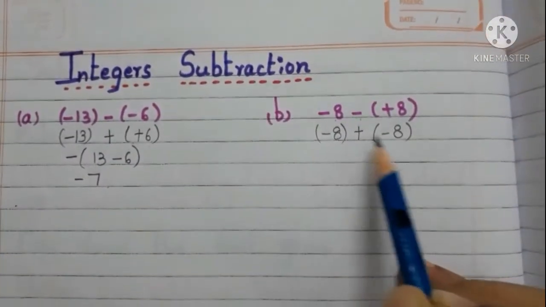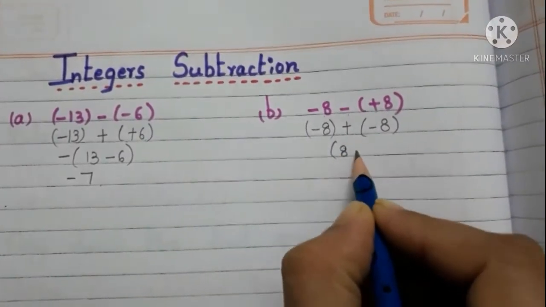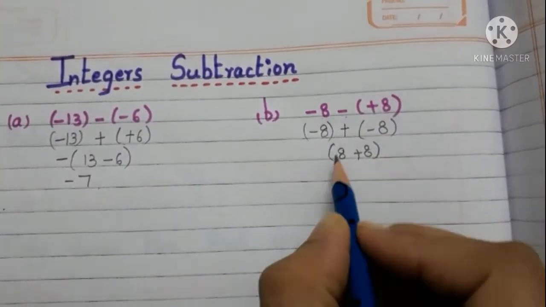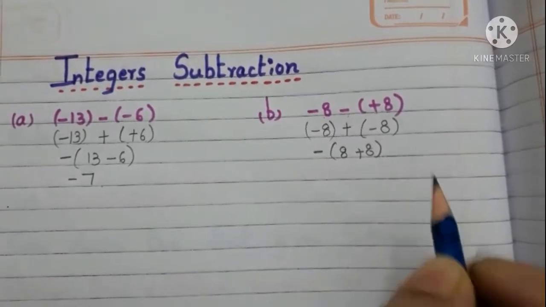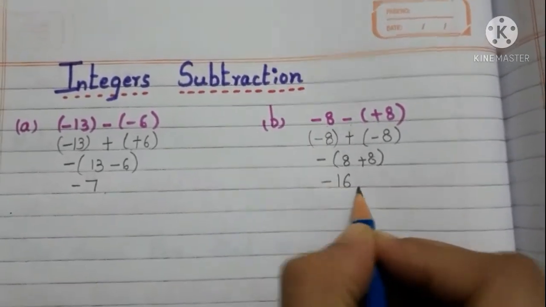Now follow the addition rules. Here we have two negative integers. Then what we have to do? We have to add two numbers and write the negative sign. 8 plus 8 is 16. So the answer is negative 16.